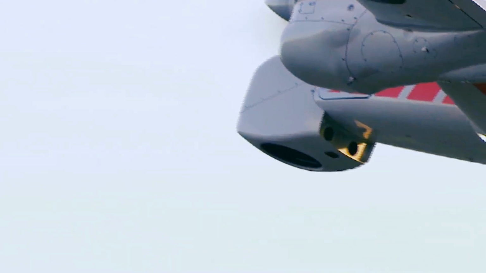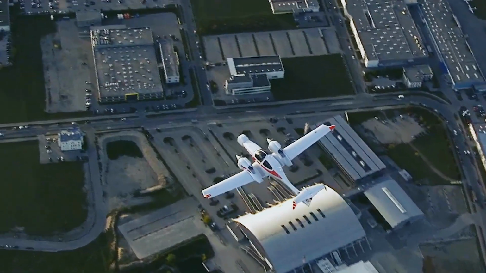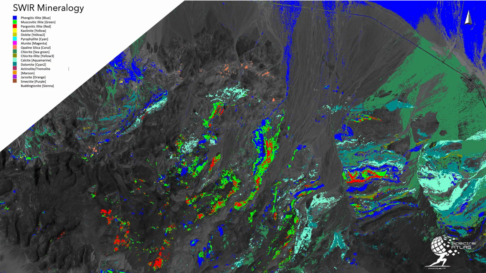Keep in mind that the SWIR spectral camera can also be used for airborne applications. And here you can see a map processed and obtained with the help of Spectral Atlas to see the distribution of all those minerals. You can see them here. I will not go into details, but we have many of them.